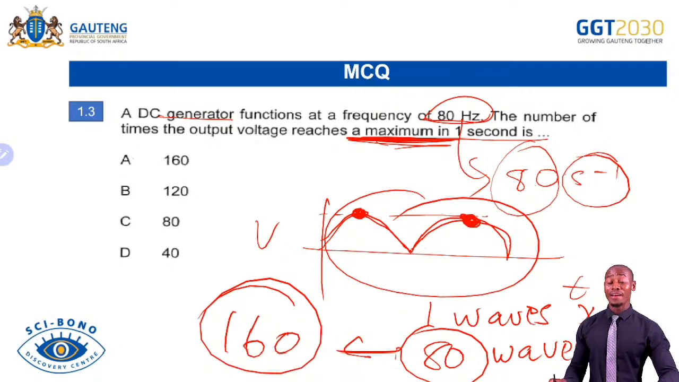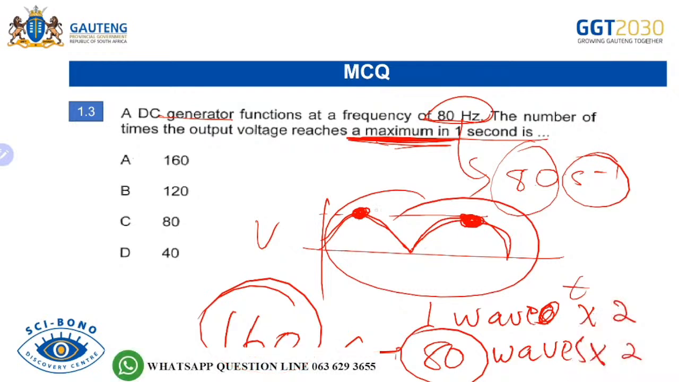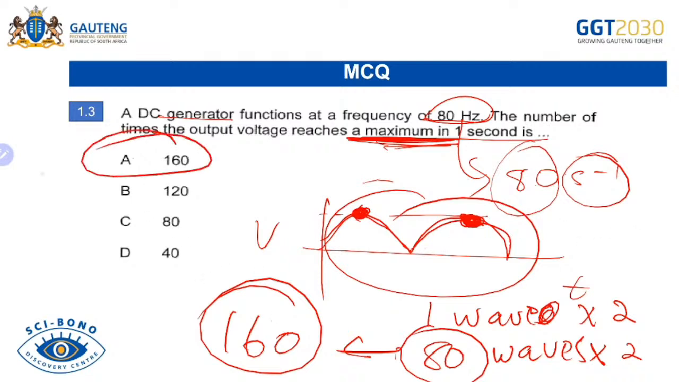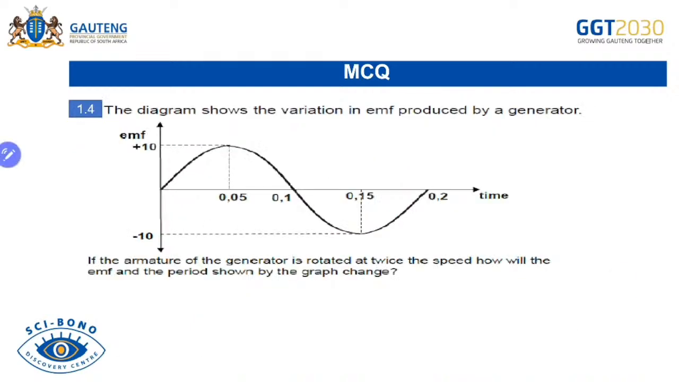So in one wave, you are having maximum voltage 1, 2. How many times does the output voltage reach the maximum? In one wave, it reaches the maximum twice. Then in 80 waves, it will be 2 times 80, and the answer will be 160. So I hope we are together when it comes to that, learners. All right. Then let's look at this one.